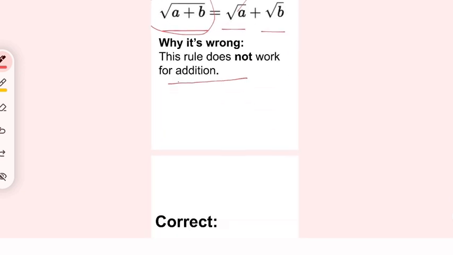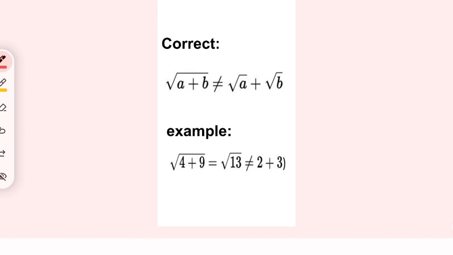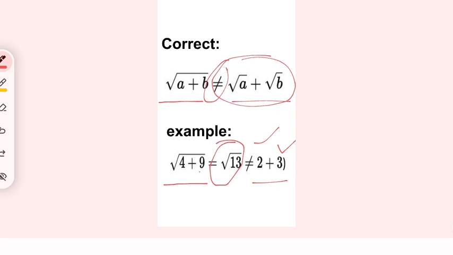So what is the correct way then? If you have the square root of a plus b, it is not equal. For example, we have the square root of 4 plus 9. The square root of 4 plus 9 is actually the square root of 13. But it is not equal to the square root of 4, which is 2, plus the square root of 9, which is 3. So this is 5, and that is not equal to the square root of 13. This example proves that this rule does not work, and it is a mistake.